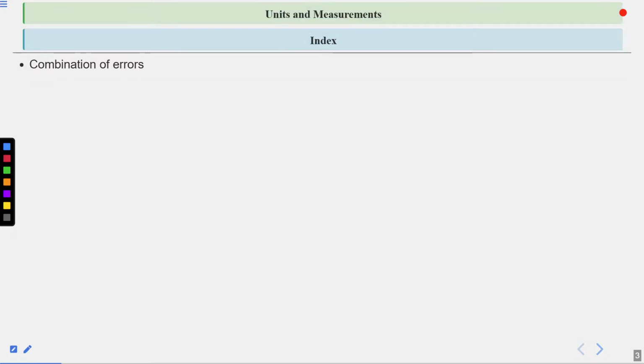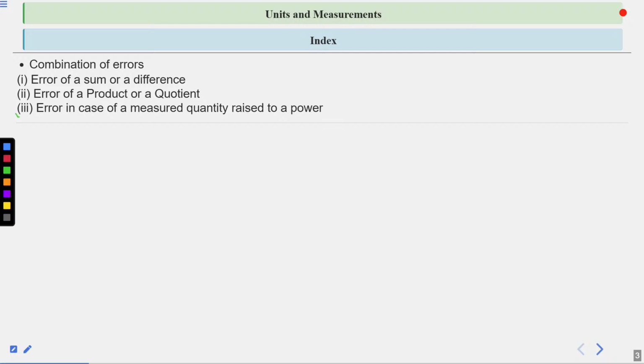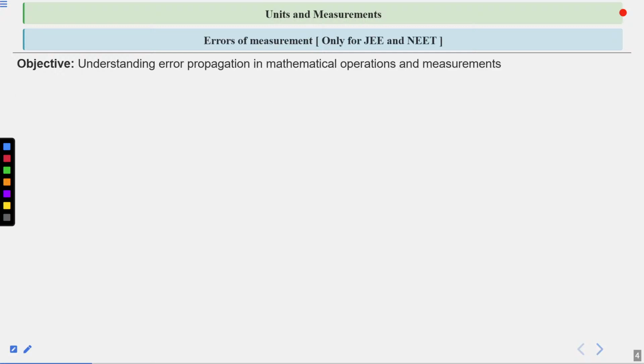So in today's lecture, we will cover combination of errors. First, we will cover error of a sum or a difference. After that, we will learn error of a product or a quotient. Then we will learn error in case of a measured quantity raised to a power. So, errors of measurement. Our main aim is understanding error propagation in mathematical operations and measurements.